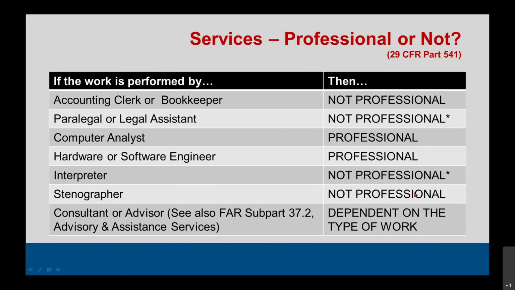So again, going back to what does this all mean to you, if a category is considered professional, you can go up to the micro-purchase threshold of $10,000. If it's considered not professional and that's the type of service you're buying, you're stuck at the $2,500 level.